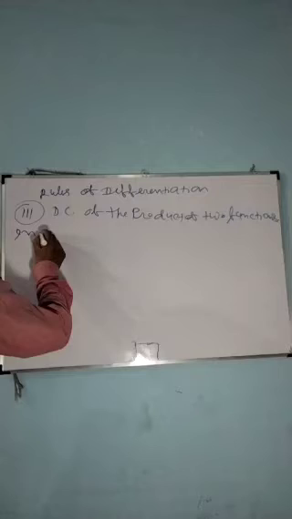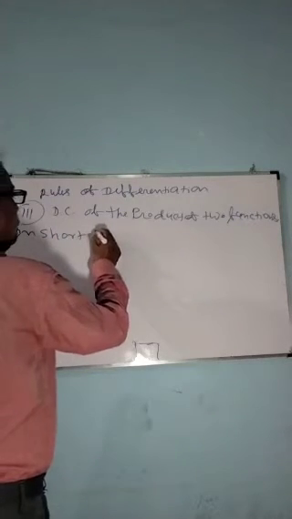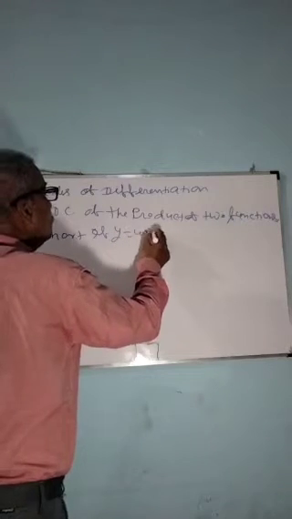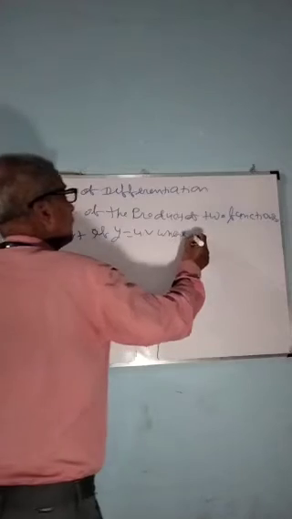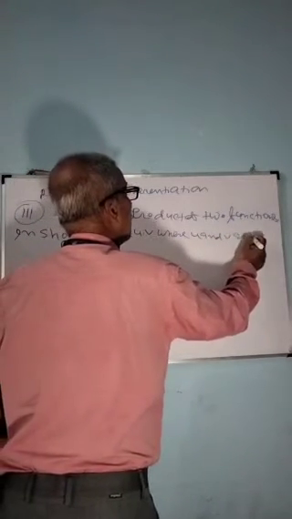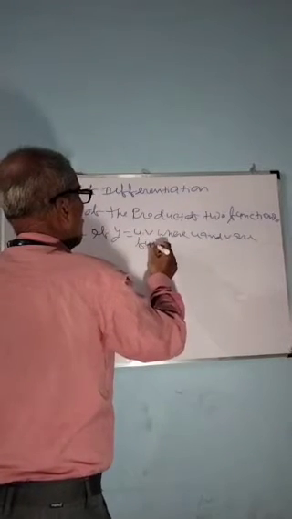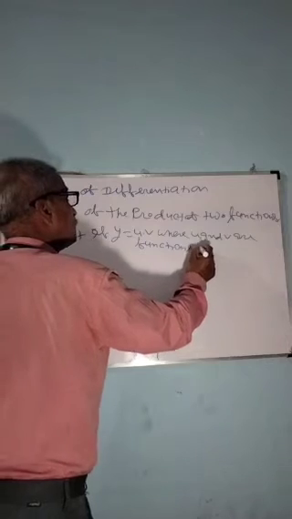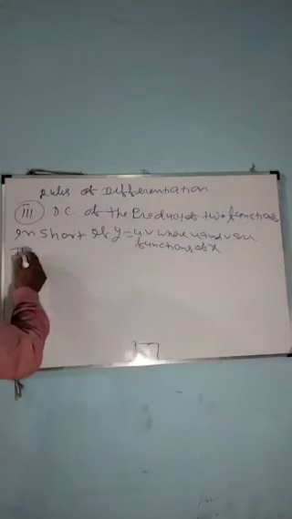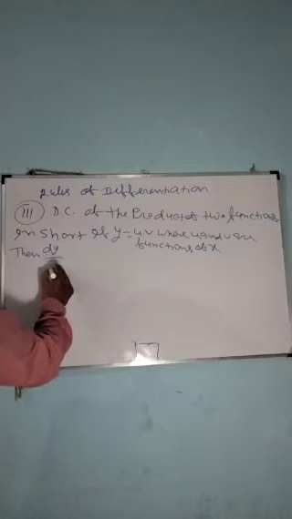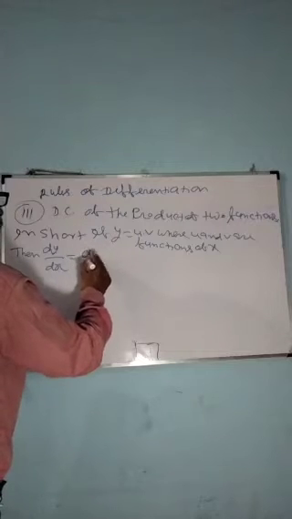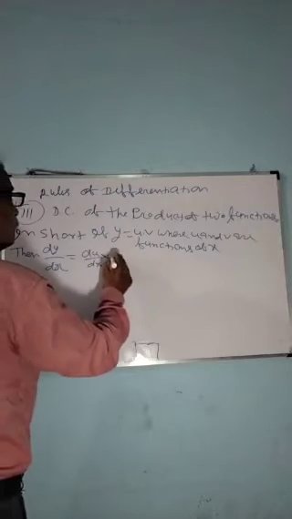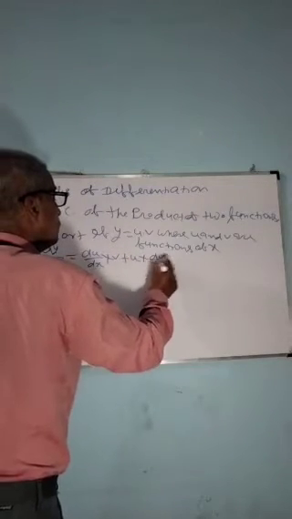You write it in your notebook. In short, if y is equal to u into v, where u and v are functions of x, then dy by dx is equal to du by dx into v plus u into dv by dx.